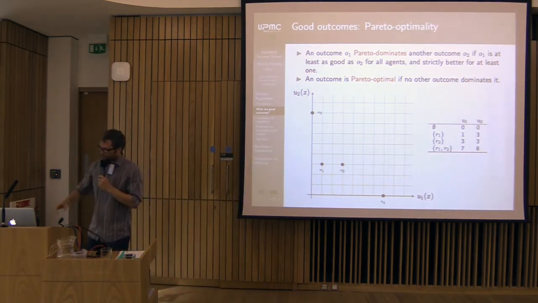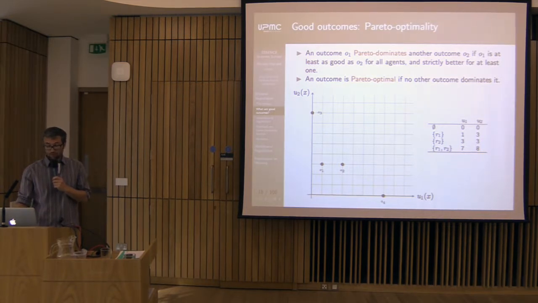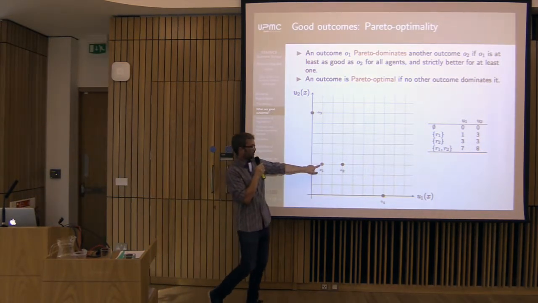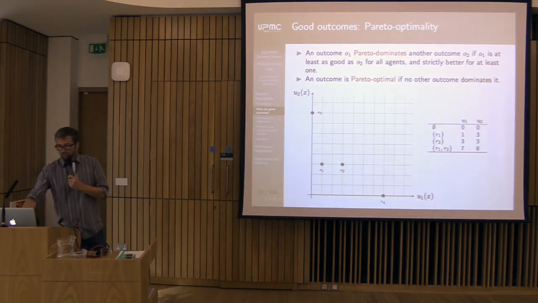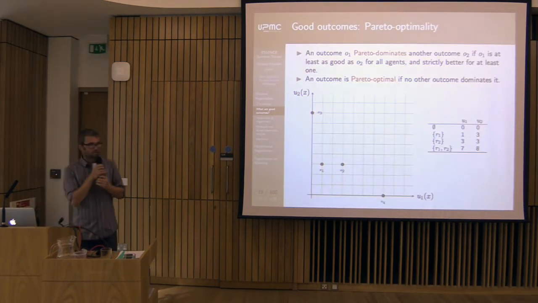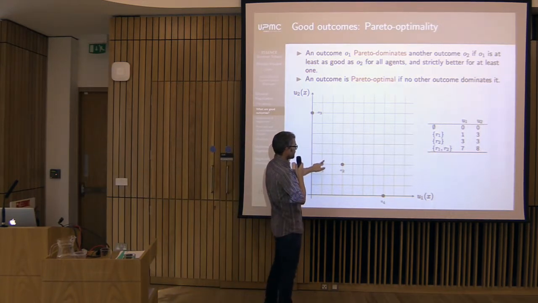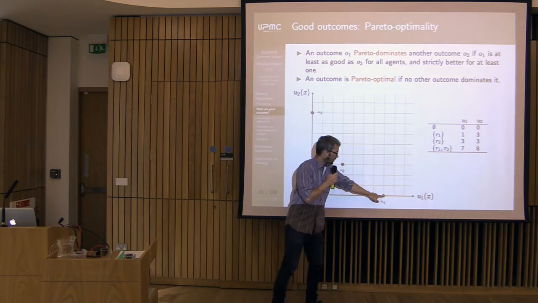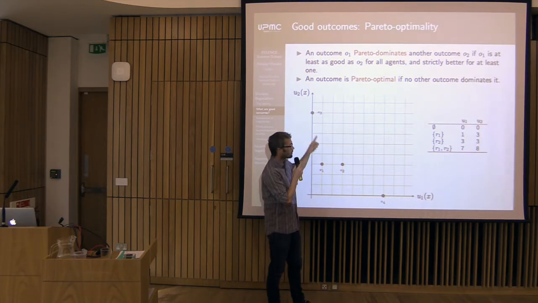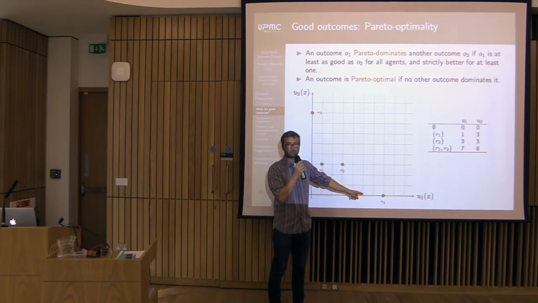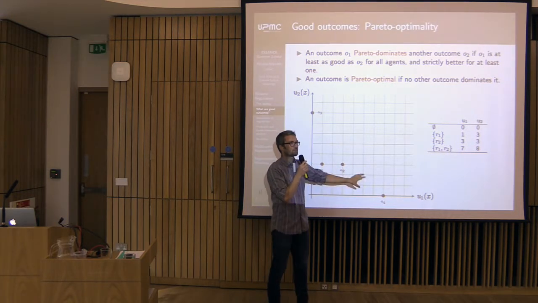Second, third, and fourth, exactly. So the only one being dominated is this one, O1, because you see that O2 is better for agent 2, and it's the same for agent 1. Okay, so this one is dominated, and these three other points are not dominated. They constitute what is called the Pareto frontier in this diagram. This set of points can be very large. Again, it can be a very large set of points.